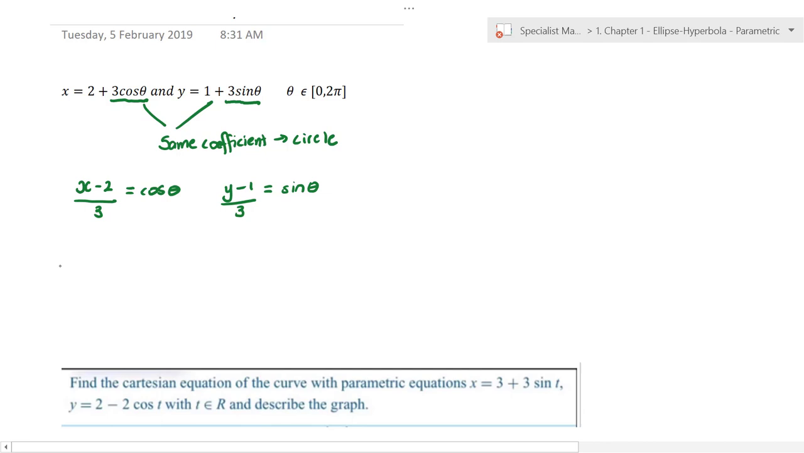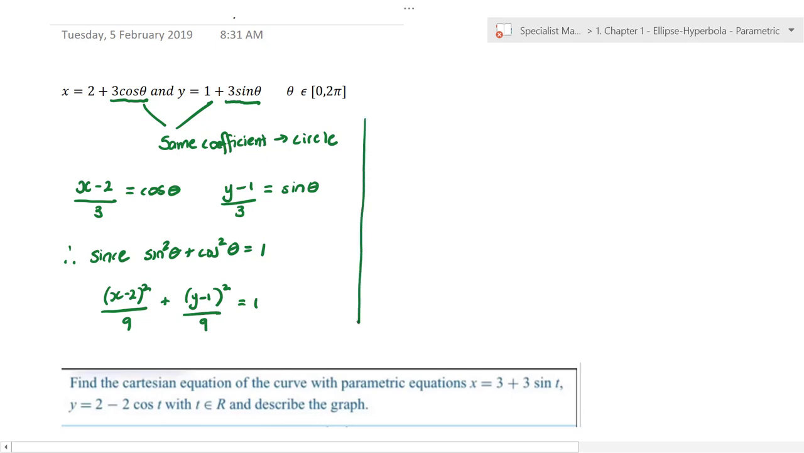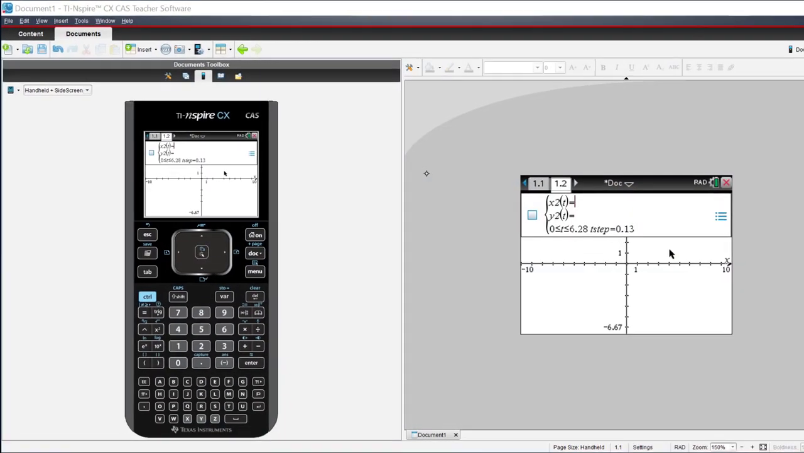Now, since we know that sine squared theta plus cos squared theta is equal to 1, unless it was a show that question, you could just literally say (x minus 2) squared over 3 squared, which is 9, plus (y minus 1) squared over 9 is equal to 1. Look at that. So as we have discussed, we have a circle. We have a center at (2, 1), and we have a radius of 3. And that's exactly what we've shown you in this CAS calculator.